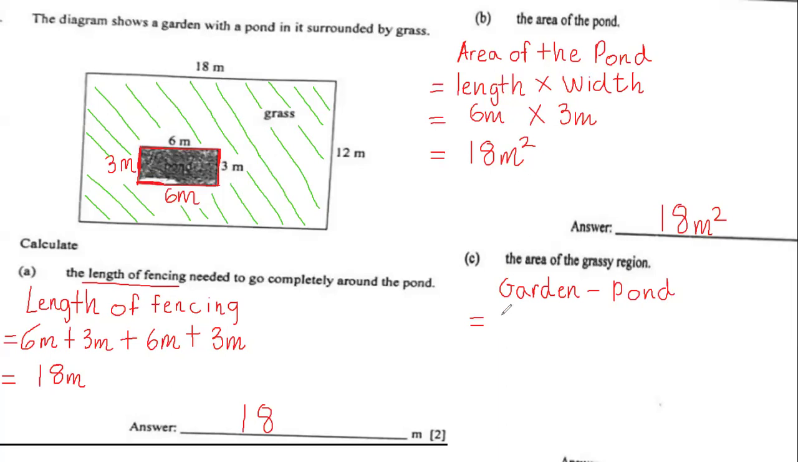Good. So to find the area of the garden, we're going to say 18 meters multiplied by 12 meters. And then we're going to subtract the area of the pond. And we already know what the area of the pond is. What is the area of the pond, Myla? 18 meters squared. As we figured in the first question, the question before this. What is 18 multiplied by 12? What did y'all get for that one?